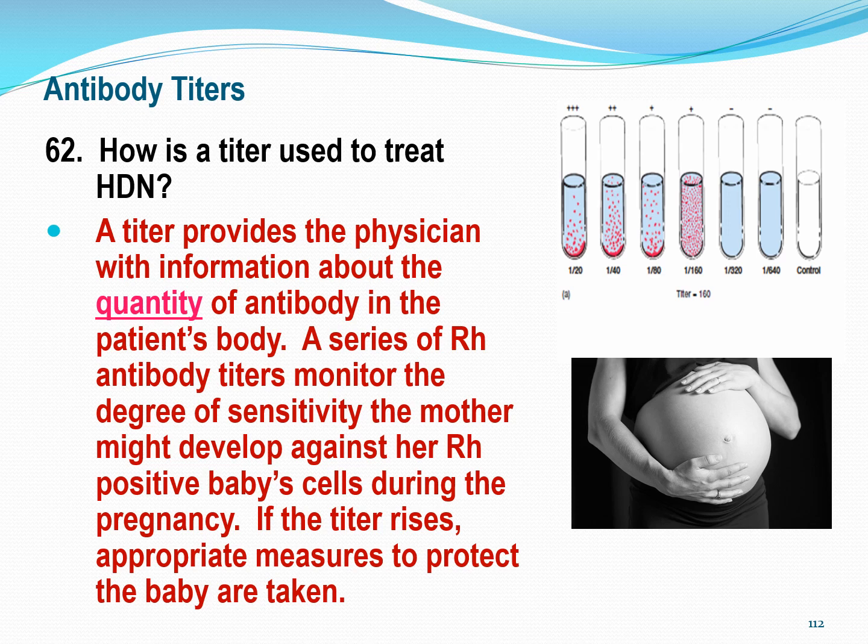How is a titer used to treat hemolytic disease in the newborn? A titer provides the physician with information about the quantity of antibody in the patient's body. A series of Rh antibody titers monitors the degree of sensitivity the mother might develop against the Rh positive baby's cells during the pregnancy. If the titer rises, appropriate measures to protect the baby are taken.